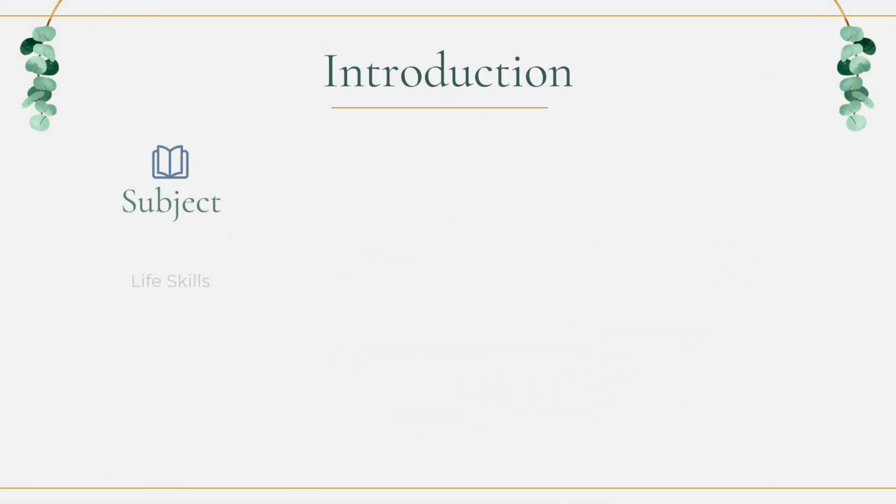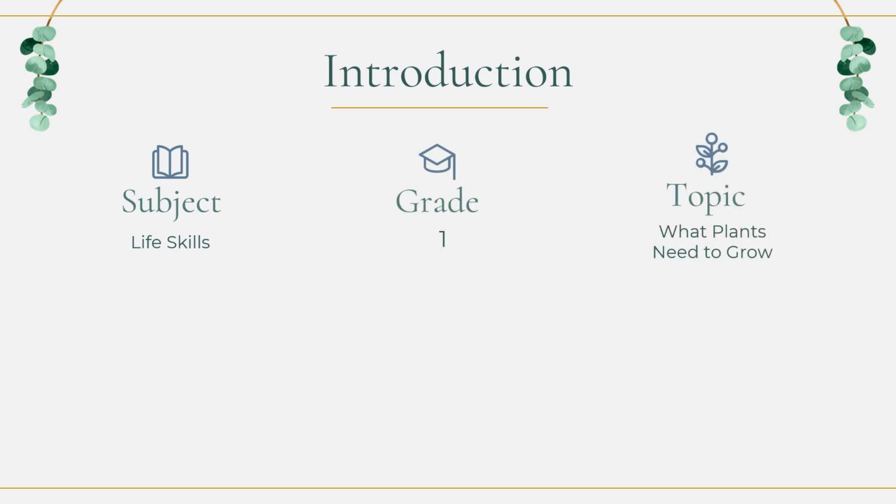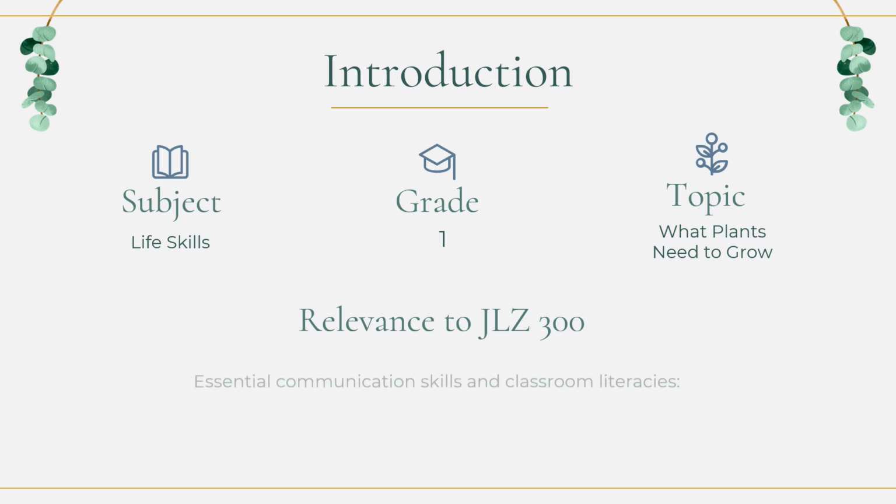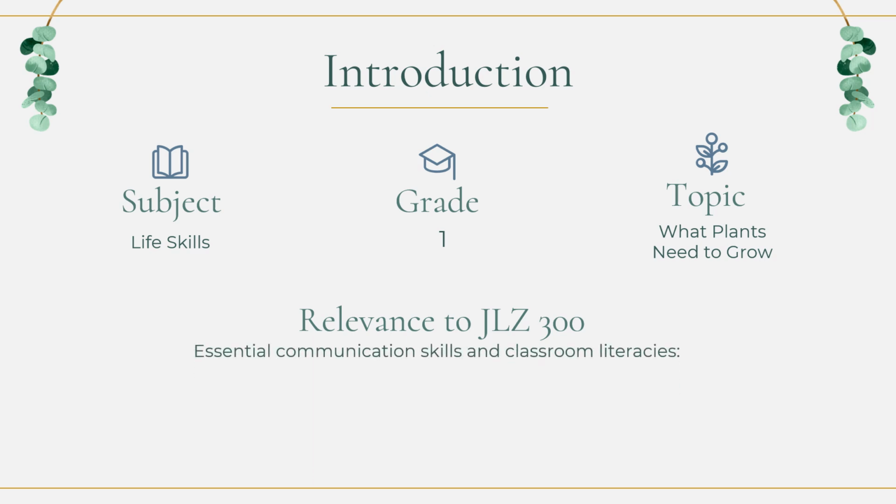The subject I chose is life skills. It is intended for grade 1 learners, and my topic is what plants need to grow. This lesson is grounded in practical activities and instructional communication strategies that I've learned in this module. JLZ 300 focuses on providing future teachers with essential communication skills and classroom literacies needed to thrive in their teaching careers, ensuring they can engage effectively with learners and create a productive learning environment.